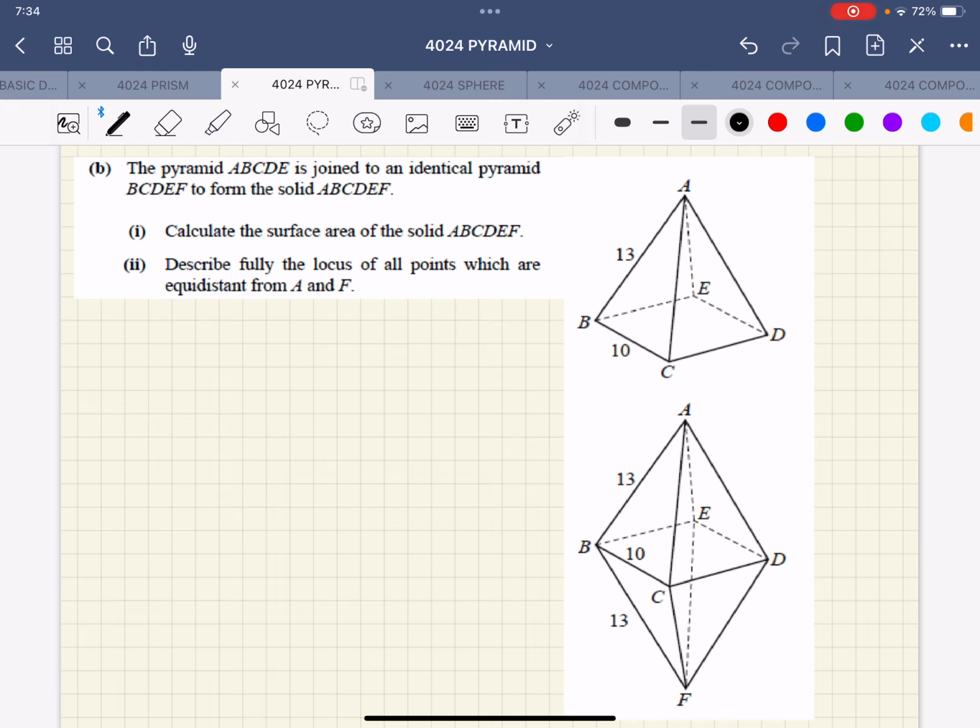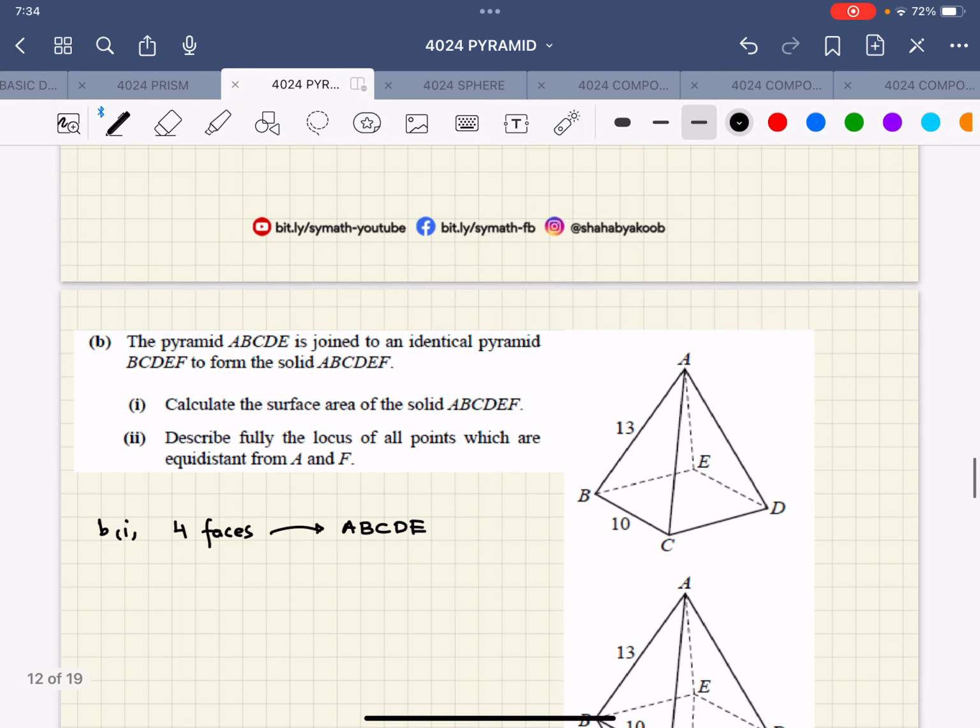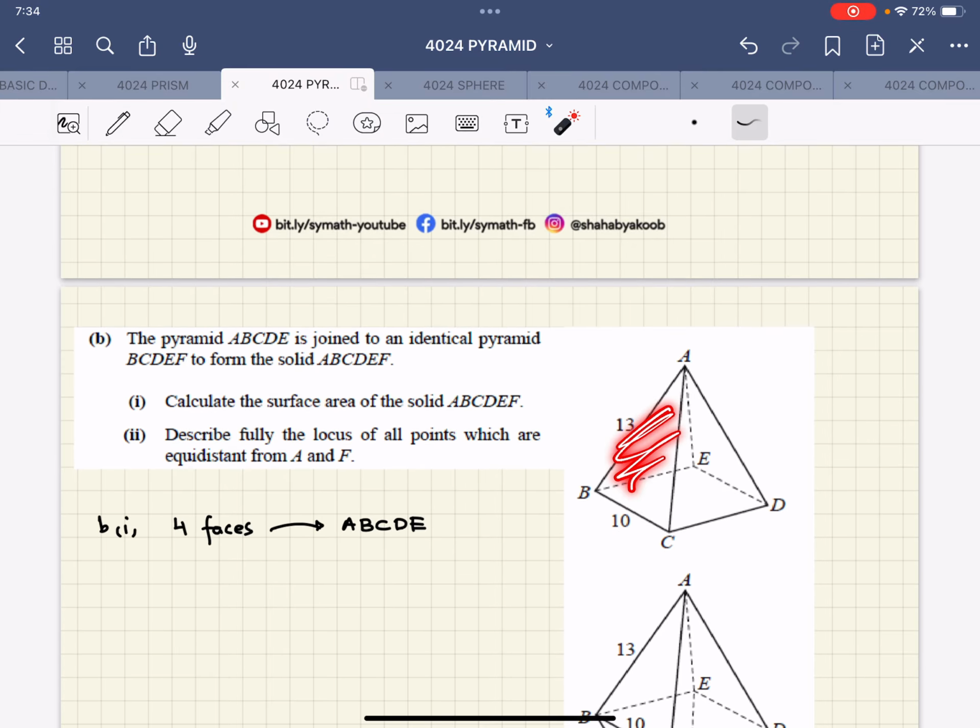Now this is a trick question. So in part B, there are 4 faces of A, B, C, D, E. That is this. It's the same triangle as before. This is 1, this is 2, this is 3, this is 4. And yes, there is a base. So let me just write 4 sloping faces.